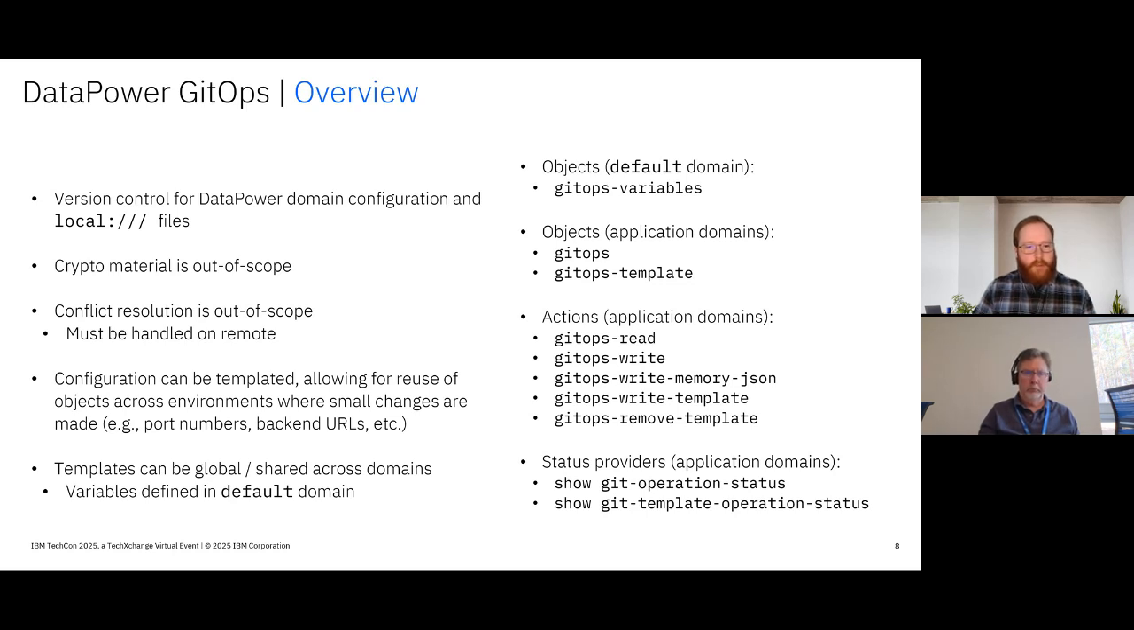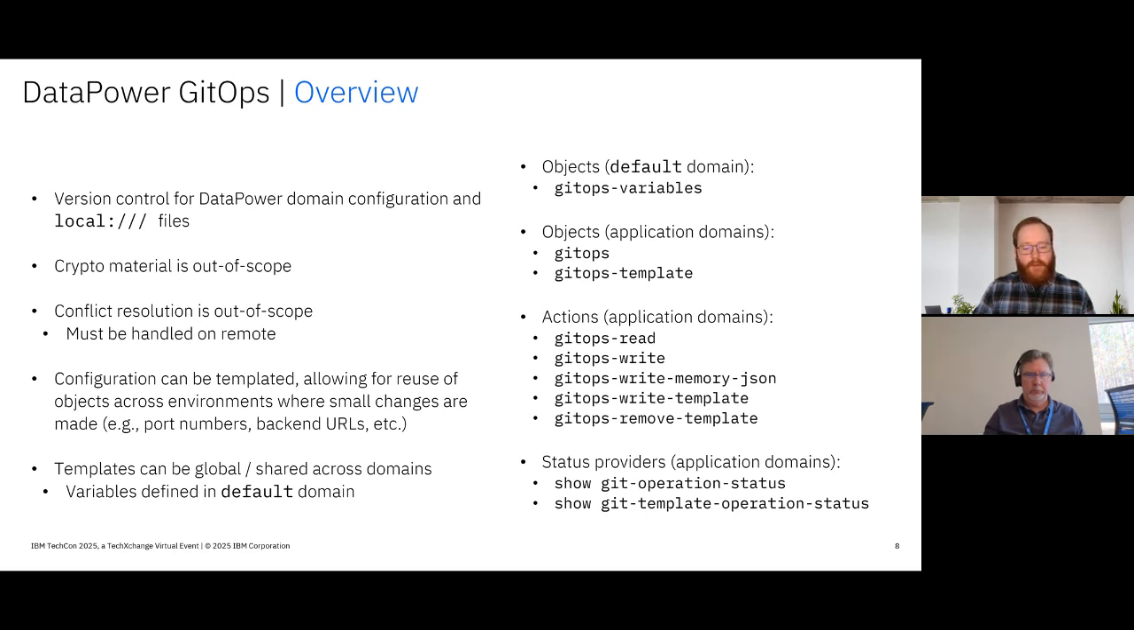GitOps is going to allow you to version control your domain configuration, and that also includes the local files. Any files that you have in your local directory, think about style sheets or gateway script, can also be version controlled, and it's automatically handled as part of your read and write operations. It is worth noting that crypto material is out of scope. This is a best practice around Git, in that you should generally not be storing your credentials or secure crypto material in your source code. So that should be managed outside of this process.